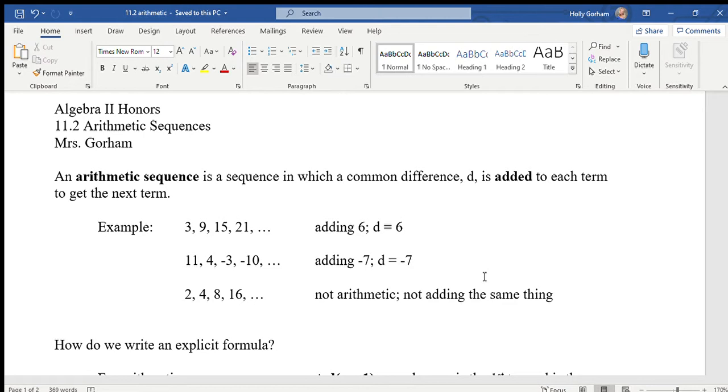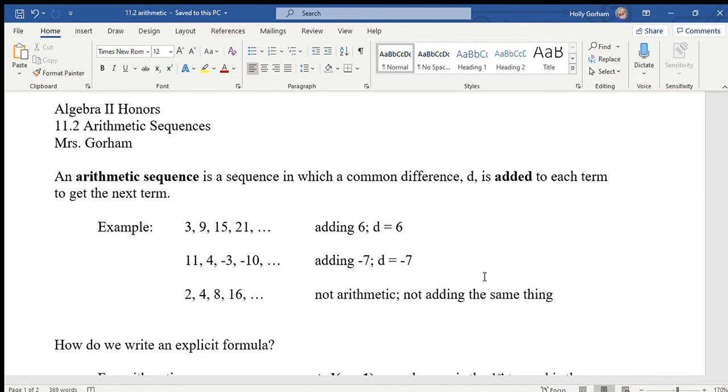So let's look at some examples. The first one, you have 3, 9, 15, 21. This is arithmetic because you're adding 6, so d would equal 6. The second one gives us 11, 4, -3, -10. This is also arithmetic because you're adding a -7. D is equal to -7. You may say, well, we're subtracting 7. Yes, but because the definition has to be what you're adding, we need to think of it as adding a -7.